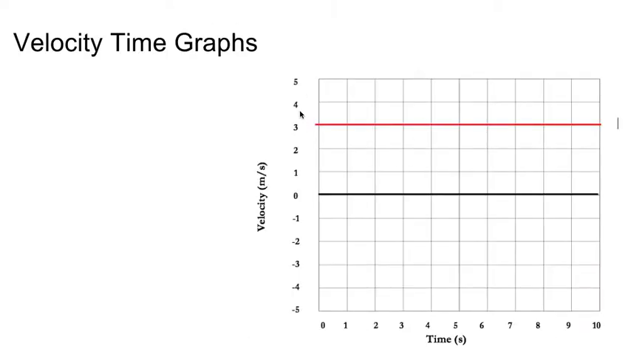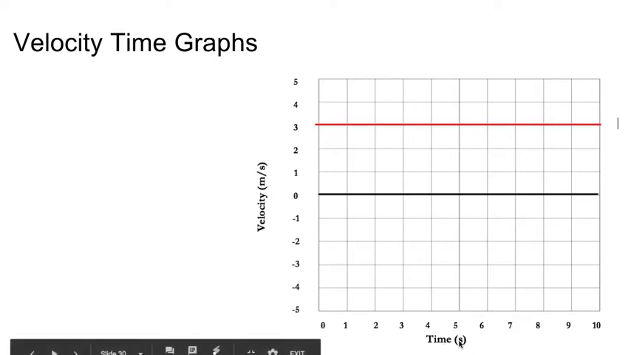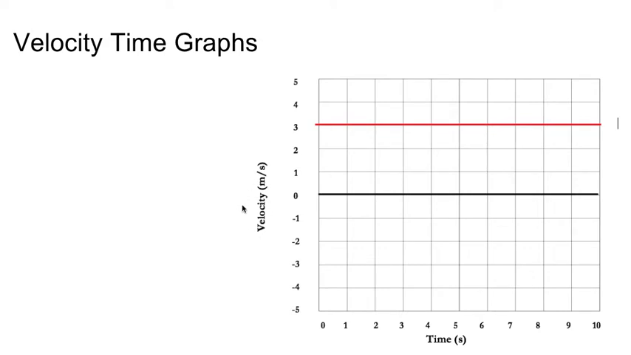A velocity time graph is different in a couple ways from a position time graph. The first way is that the y-axis is measuring velocity in meters per second, and the x-axis is measuring time. That's the same. The velocity is different. It used to measure position or distance in meters. The other difference is that the origin is now in the middle here. 0 is right there in the middle because you can have negative velocities in addition to positive velocities.